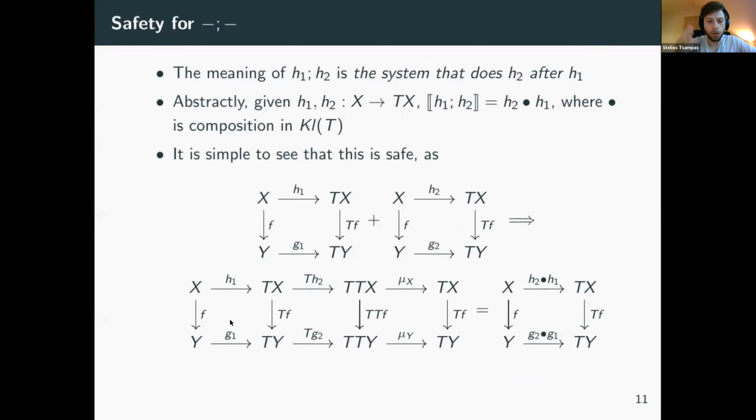So this commutes because F is a bisimulation. This commutes because the functor T preserves the commutative square, and mu is natural, so this is it.